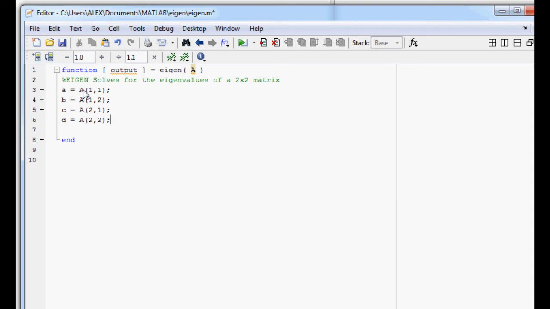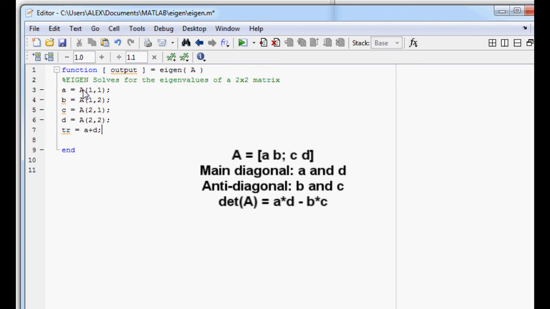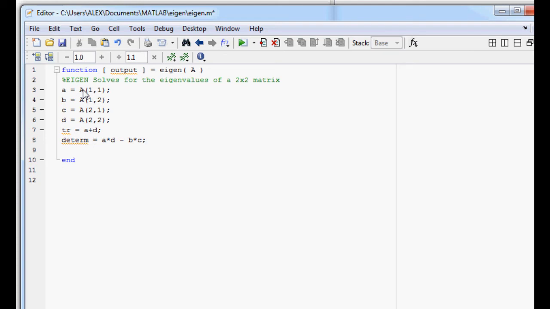After this, we will calculate the trace of A, which is the sum of the diagonal, or a plus d. Trace, or tr, equals a plus d. We also need the determinant of A, which is the difference between the main diagonal and the anti-diagonal. determ equals a times d minus b times c. Note that we have named the variables according to what they calculate, for clarity's sake once again.